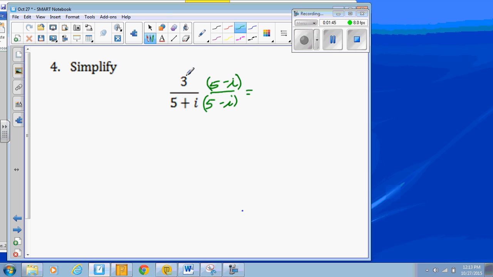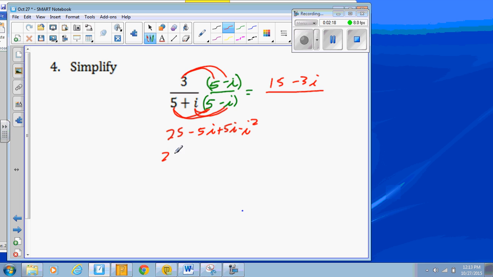So now the numerator is going to be 3 times 5, which is 15. And then 3 times negative i is minus 3i. And the bottom of my fraction is going to be 5 times 5 is 25. 5 times i is minus 5i. And then this is going to be here plus 5i. And then last one, negative i times i is minus i squared. So that becomes 25. These will cancel. i squared is negative 1. Minus negative 1 is plus 1. So the bottom of my fraction becomes 26.